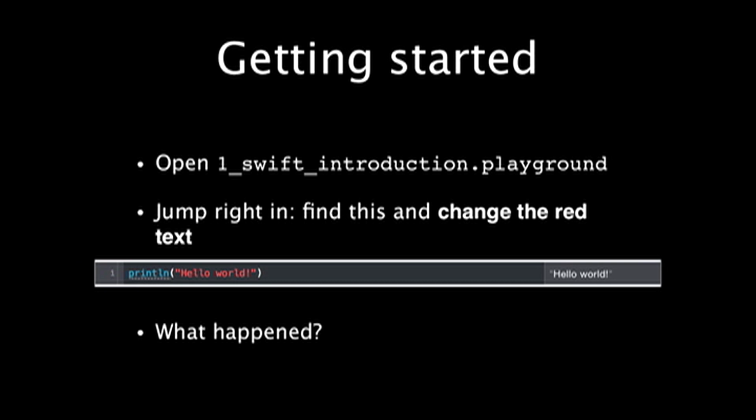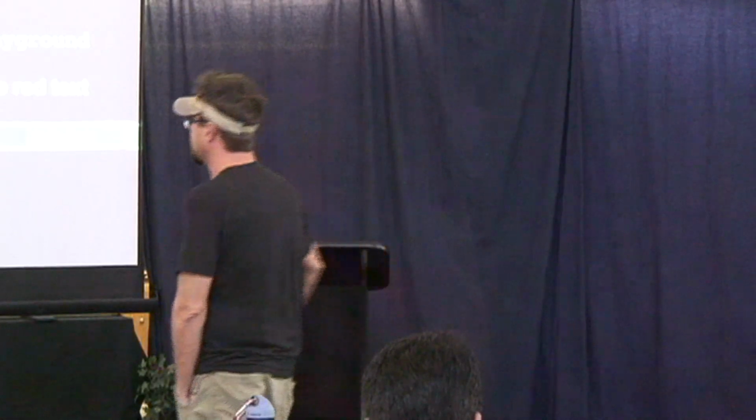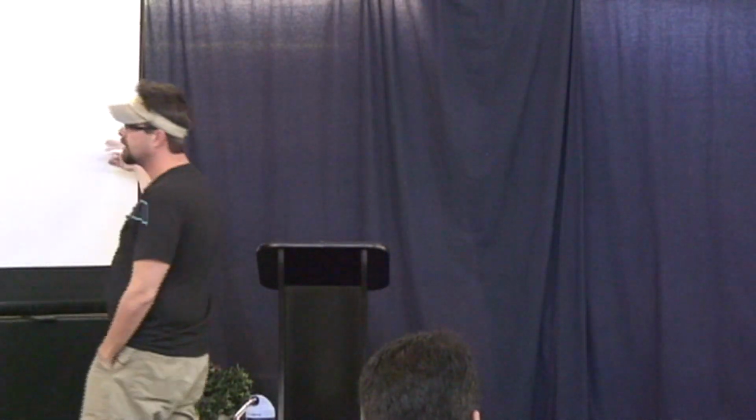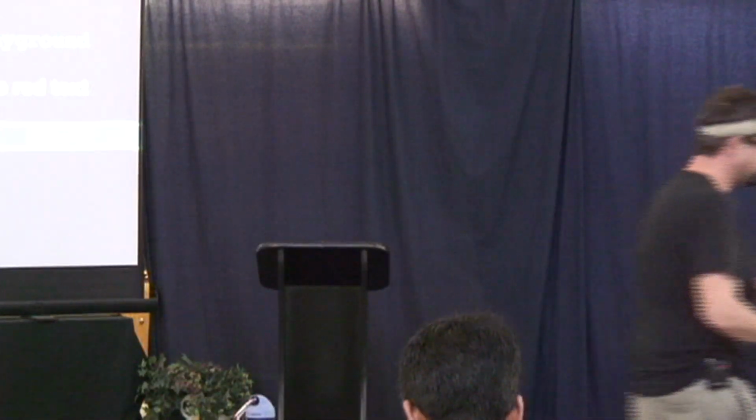So if you haven't already, please open the file 1_Swift introduction.playground. At the top there, you should see a line that looks like this. Your colors might be a little bit different. Can everybody open that file? Can anybody not open that file is a better question. All right, fantastic.